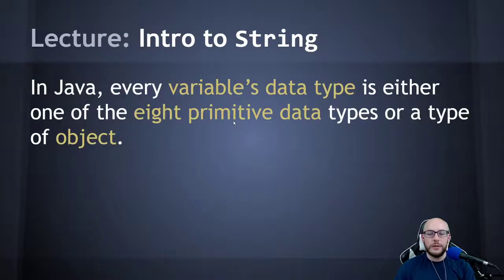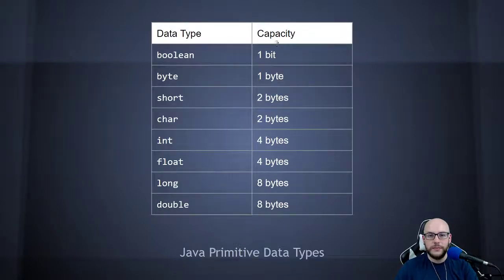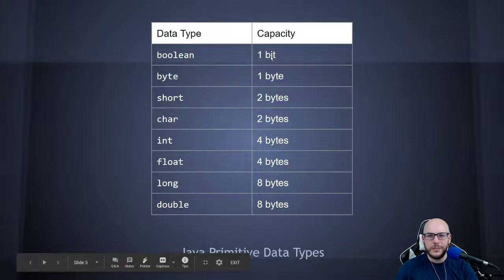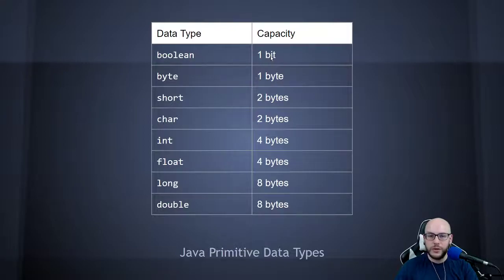In Java, every variable's data type is either one of the 8 primitive data types or a type of object. Before I show you the next slide, see if you can name the 8 primitive data types. You don't have to. I'm only asking that you know 4. But here's all 8. And I've actually organized them based on their capacity. A Boolean only takes up 1 bit because it's either a 0 or a 1. It's either true or false. All the way up to double. Double takes up 8 bytes of data.